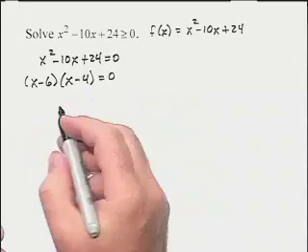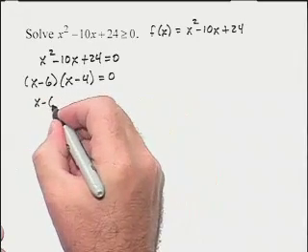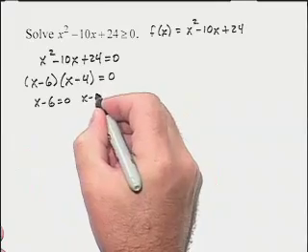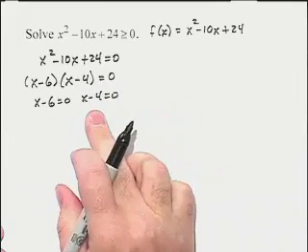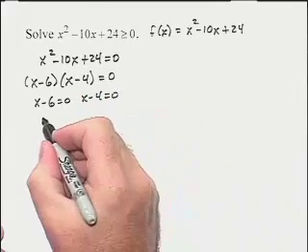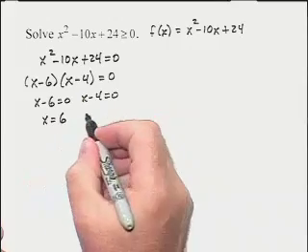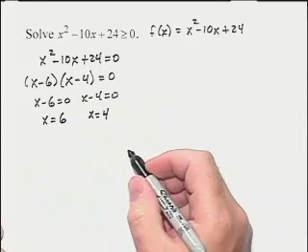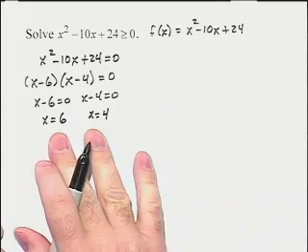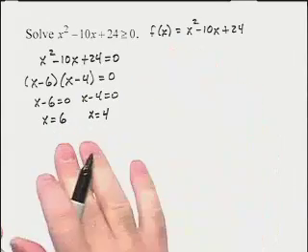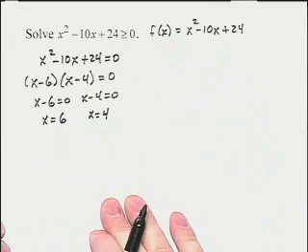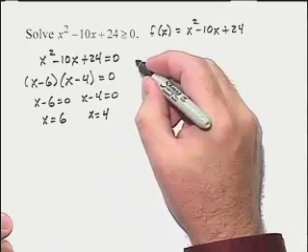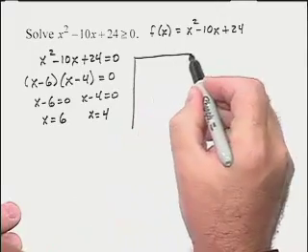We'll set each linear factor equal to 0. X minus 6 equals 0. X minus 4 equals 0. And we solve these two linear equations. In the first equation, we'll get x is equal to 6. In the second, we'll get x is equal to 4. We'll use these zeros of our function f of x to divide the real number line into 3 subintervals. We'll make up a table.